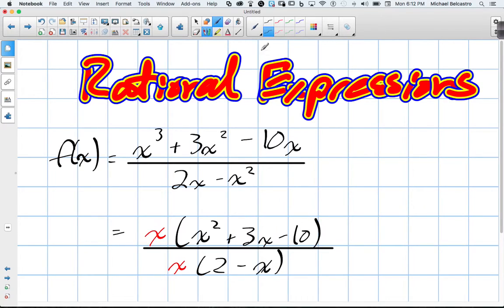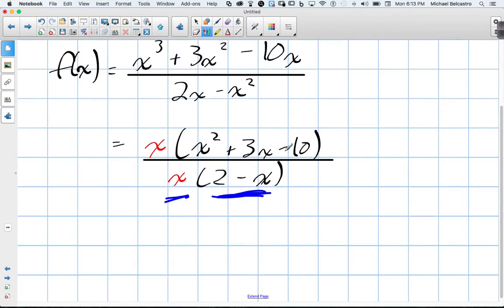Now, from here we can already start to eliminate stuff, but be aware that for restrictions, we actually want to state restrictions before we do any elimination. So for the restriction on a rational function, the bottom of the function cannot be equal to 0. If it's equal to 0, then it doesn't exist.